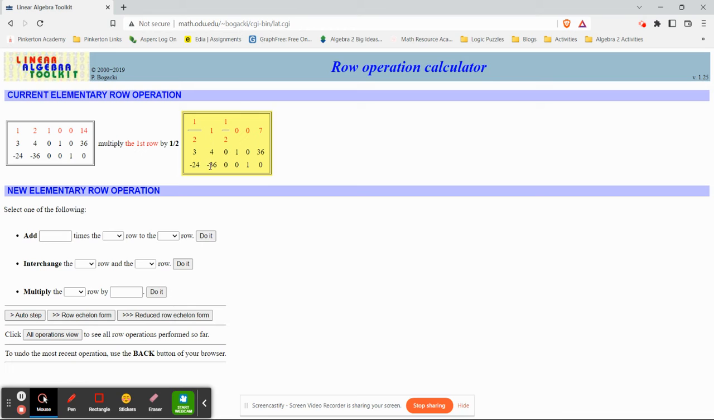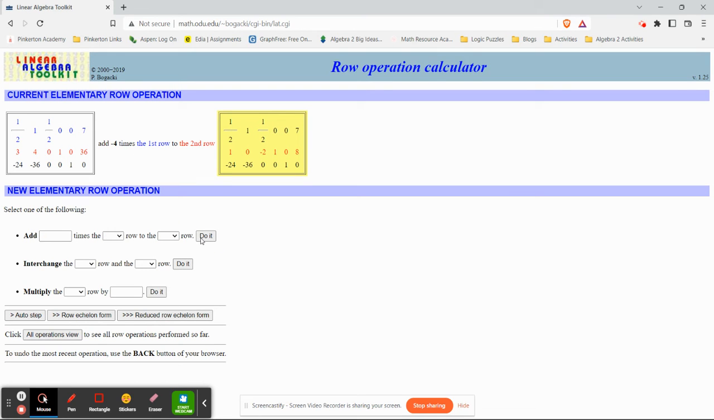Now I got my 1. And I'm going to use that to clear out the next 2 rows. So I'm going to multiply this 1 by -4 and add it to row 2. So I'm adding -4 times the first row to the second row. Do it. And then I'm going to do this top row times positive 36 and add that to the bottom one. So I'm going to do 36 times the first row, and I'm going to add that to the third row. Do it. Now I've got my 1, zeros elsewhere.